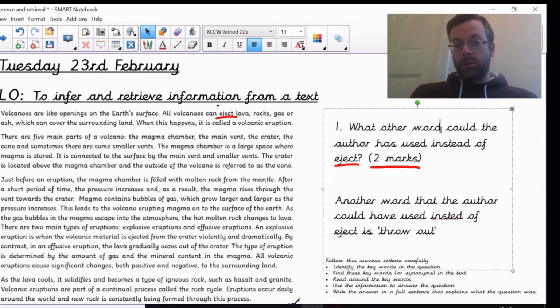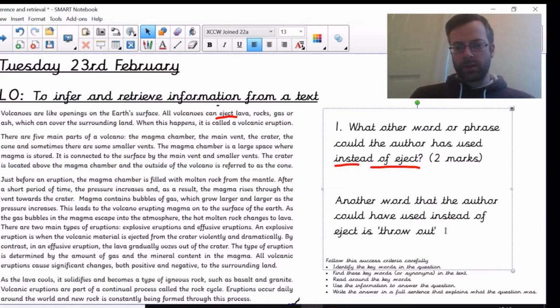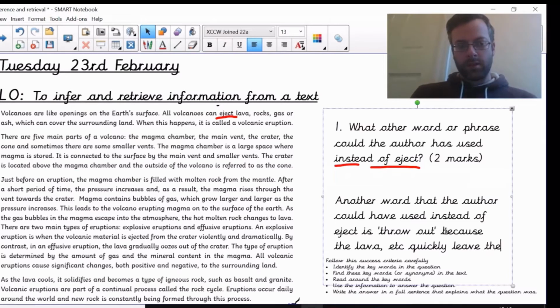Let's change the question. Another word or phrase. So, another word that the author could have used instead of eject is throw out, and I'm doing this because it's a 2 marker, because the lava, etc., quickly leave the volcano.